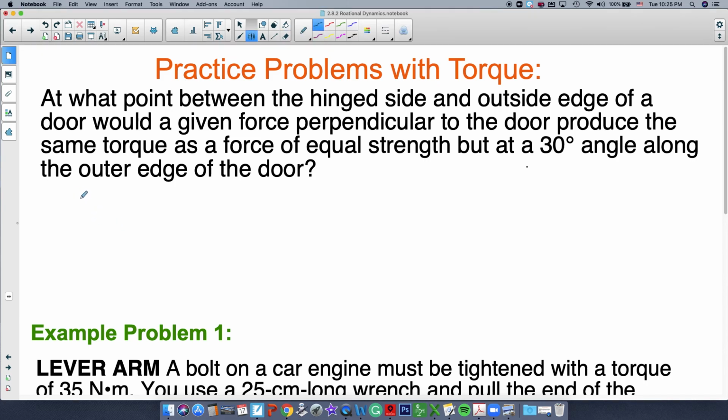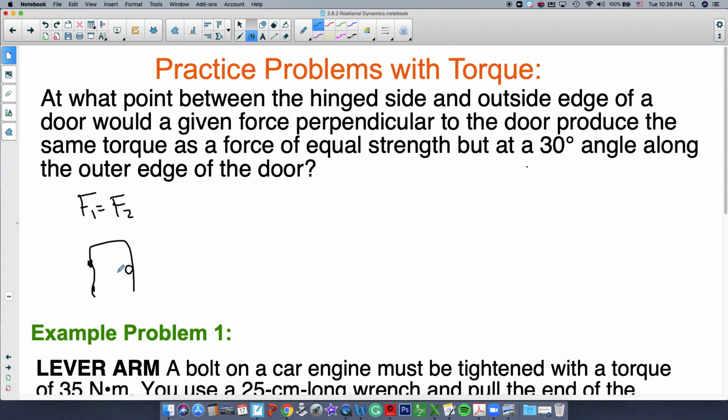At what point between the hinge side and outside edge of a door would a given force perpendicular to the door produce the same torque as a force of equal strength but at a 30-degree angle along the outer edge of the door? So we know force 1 is going to be equal to force 2, so our forces are equal. We're trying to figure out how far along a door, not terribly well drawn, from my hinges I would push at 90 and then at 30.